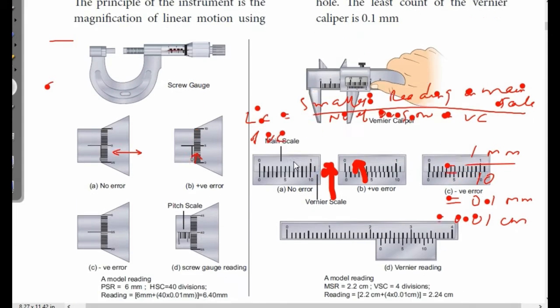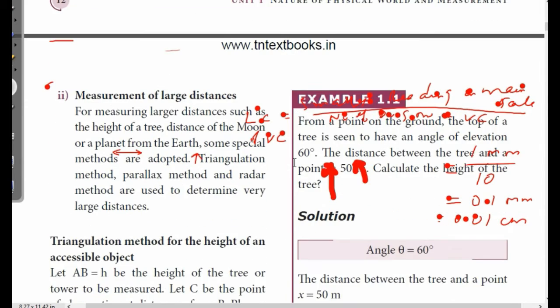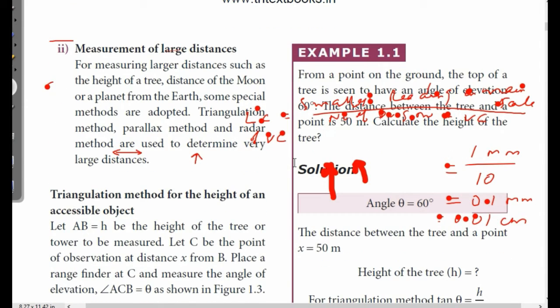So next we will go to the measurement of larger distances. We have seen the measurement of smaller distances of up to 0.01 millimeter. Now suppose we have to measure larger distances such as the height of a tree or the distance of the moon, etc.